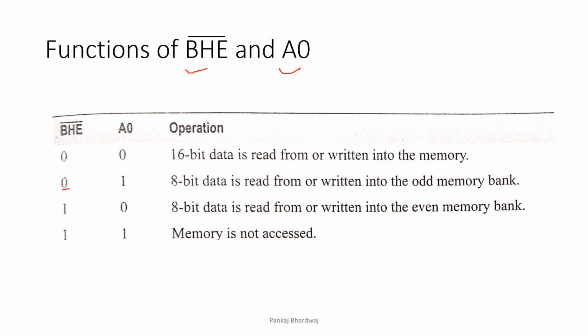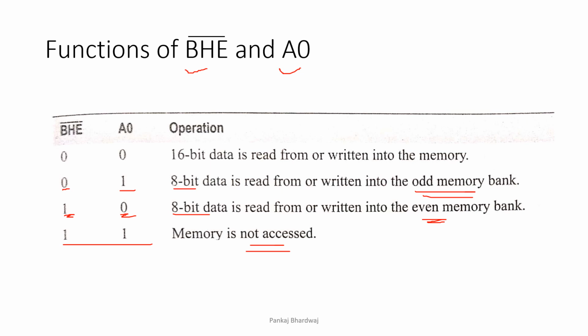If BHE is 0 and A0 is 1, that means we are accessing 8 bits of data from the odd memory bank. Similarly, if BHE is 1 and A0 is 0, we are accessing 8 bits of data from the even memory bank. We are not accessing memory if BHE is 1 and A0 is also 1.